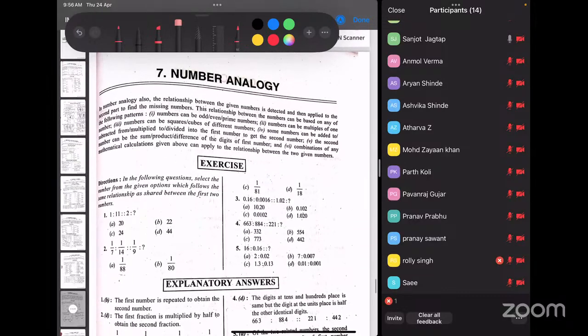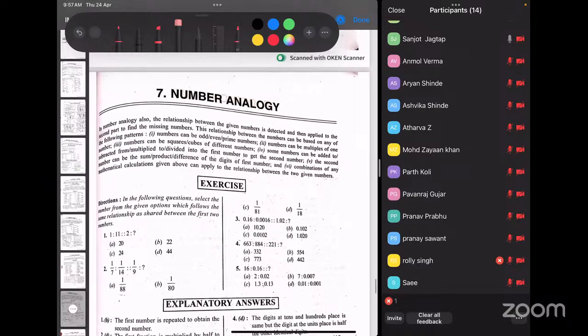Number analogy. In number analogy, the relationship between the given numbers is detected and then applied to the second part to find the missing number. This relationship can be based on patterns: numbers can be odd, even, prime, multiples of one number, squares or cubes. Again, there is no specific formula or logic. You just have to look at the given question, decide what the logic is, and apply the same logic to get the missing number.